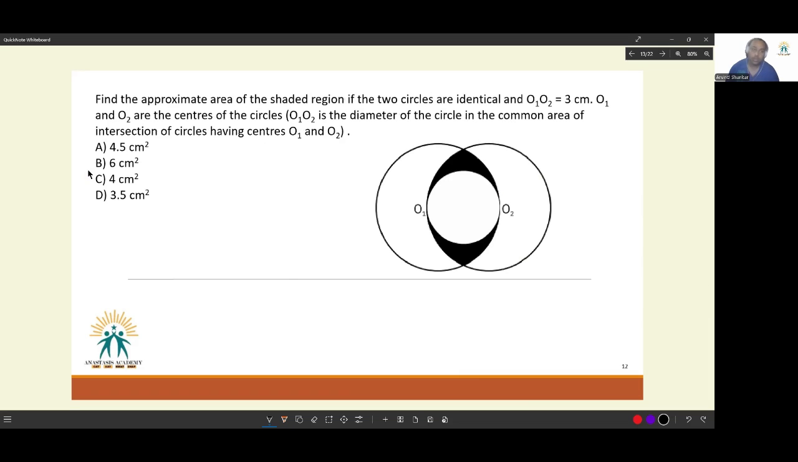Okay. Next question now. Find the approximate area of the shaded region if the two circles are identical. The two larger circles are identical, and O1O2 is equal to 3. So the radius of the larger circles is 3. O1 and O2 are centers of the circle. O1O2 is the diameter of the circle in the common area of the intersection of circles having centers O1 and O2. Okay, let's work it.